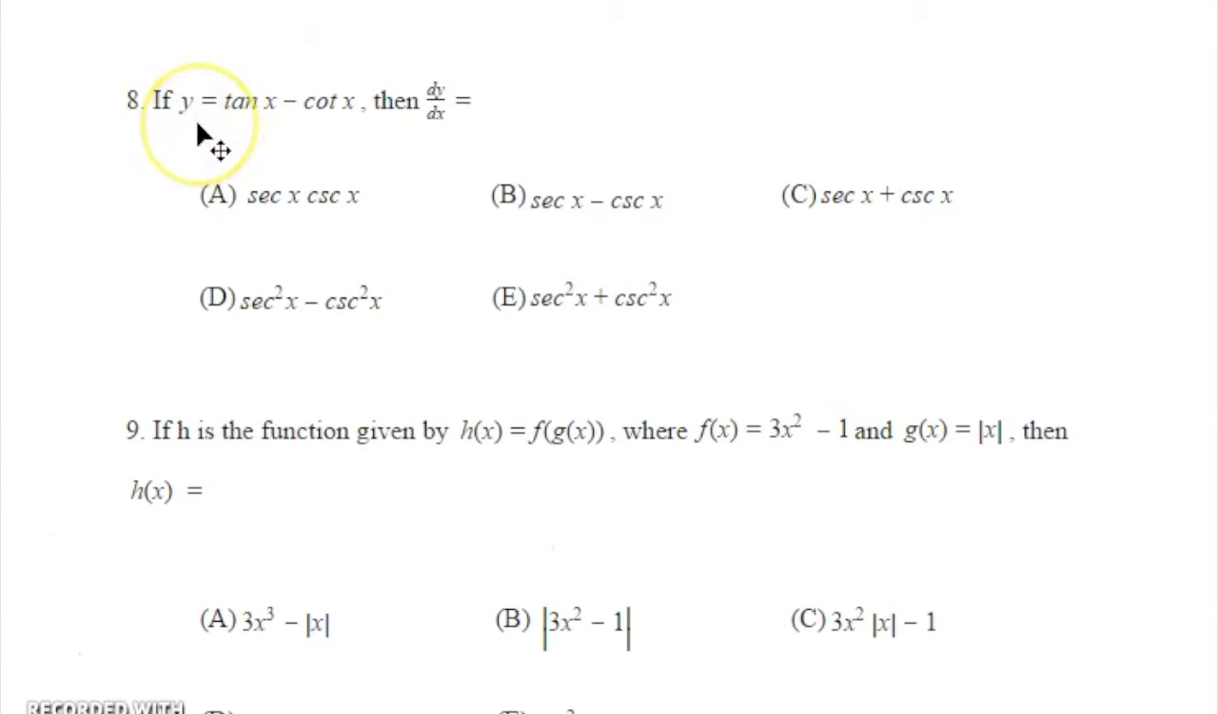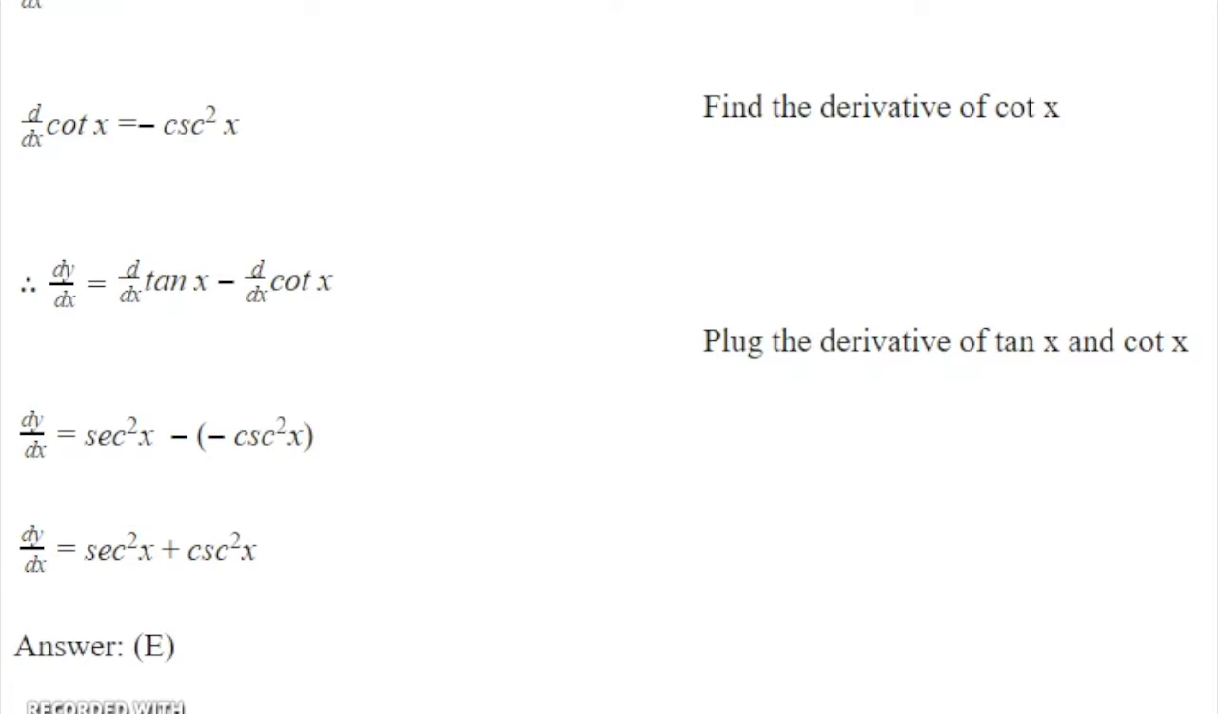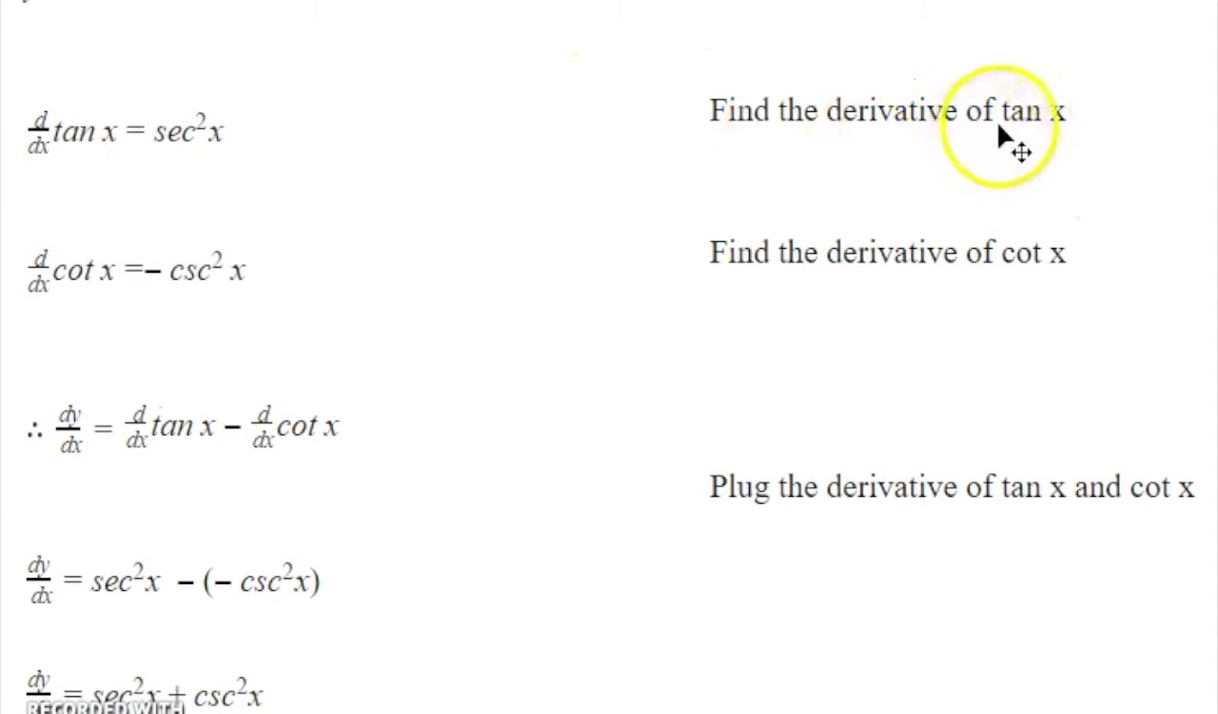For number 8, if y equals tangent x minus cotangent x, then dy over dx is. For number 8, we have to find the derivative of tangent x, and we have to find the derivative of cotangent x. And then after we find it, we have to plug it into this equation, which is dy over dx equals d over dx of tangent x minus d over dx of cotangent x.